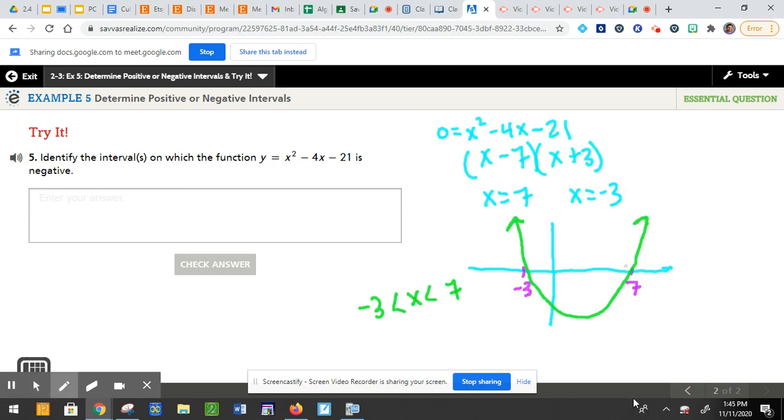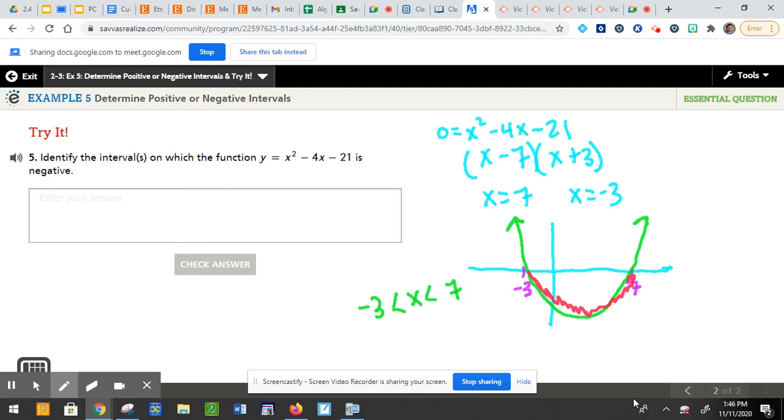I know that this parabola opens up because it has no negative in front of the x squared. So if those are the zeros, then it opens up. It's got to look like that. So where it's negative is going to be everywhere between negative 3 and 7. So the compound inequality that would represent that is negative 3 is less than x is less than 7.